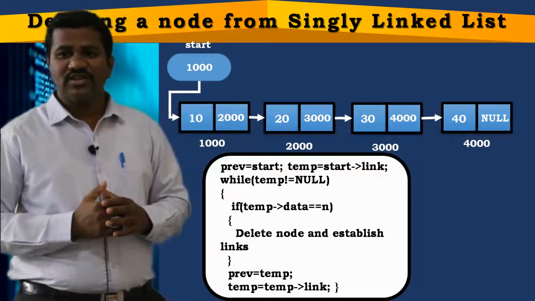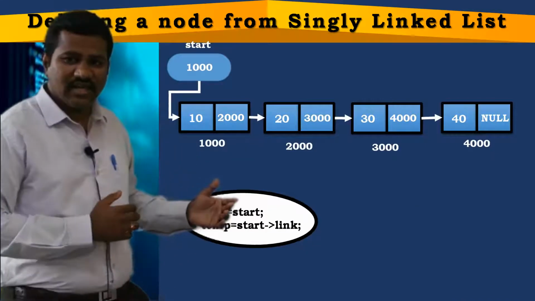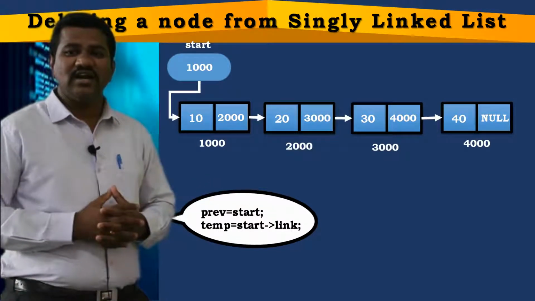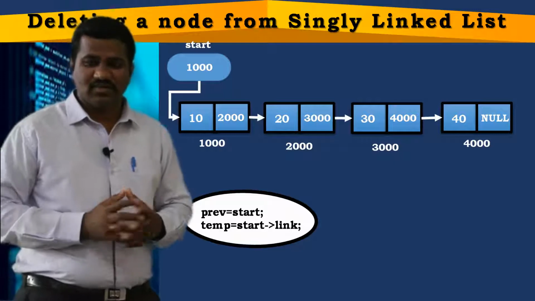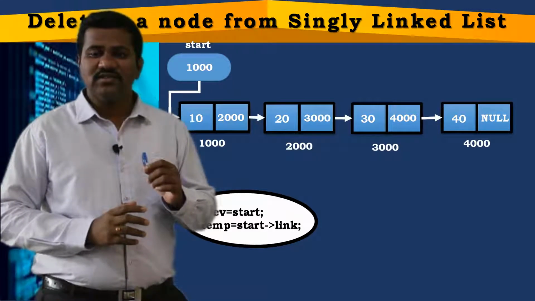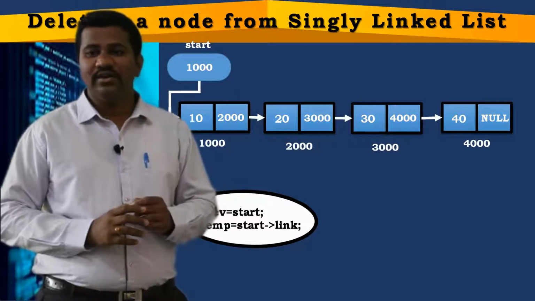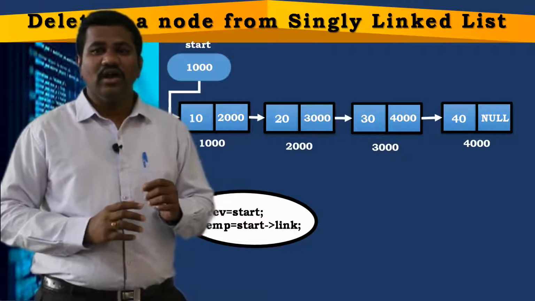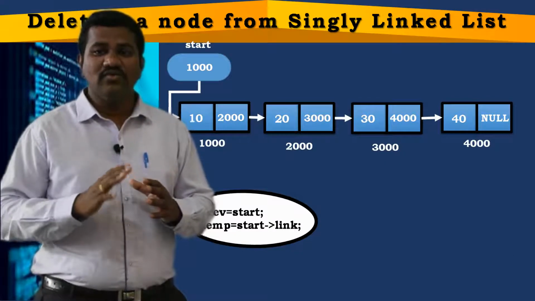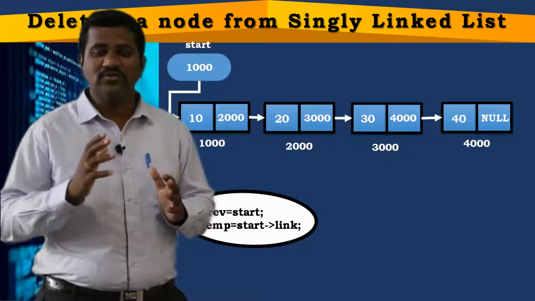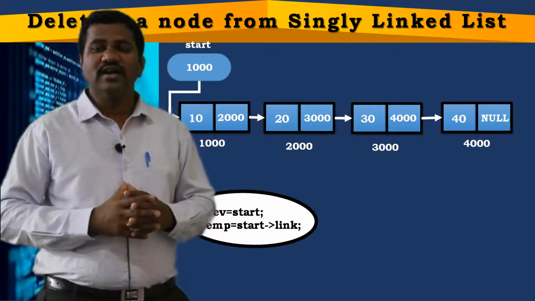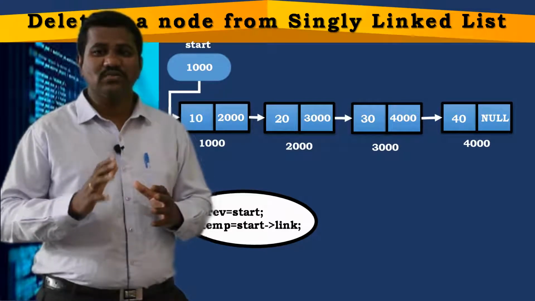The first instruction is that previous is assigned with start, and temp is assigned with start arrow link. Just note what I said, that this delete node operation works to delete an intermediary node, as well as the last node, but we are not in a position to delete the first node. Suppose the user wants to delete the first node, then they go with delete first node. This was the problem that we have.